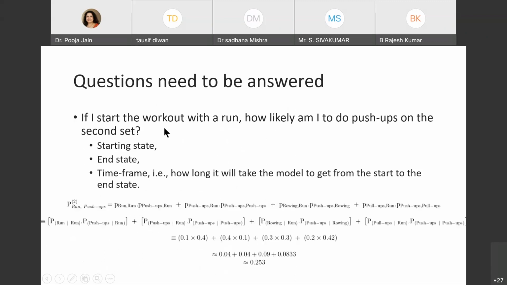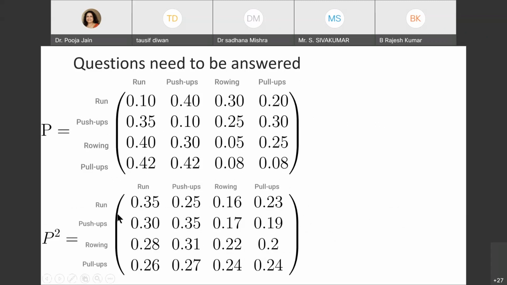Suppose I just change the question: if I start workout with a push-up, how likely am I to do pull-up on the second set? So what is the sequence? Start with push-up and end with pull-up, on 2 sets. Then which entry am I interested in? 0.19. Are you getting this? This is nothing but structuring a problem with the help of Markov process.